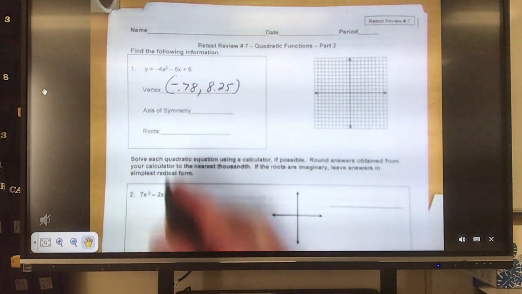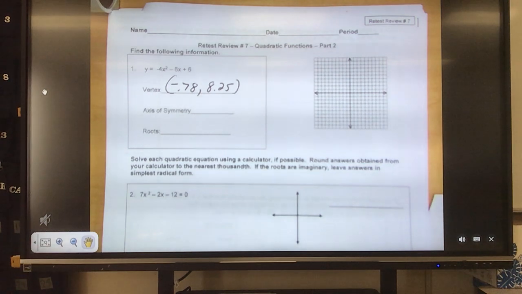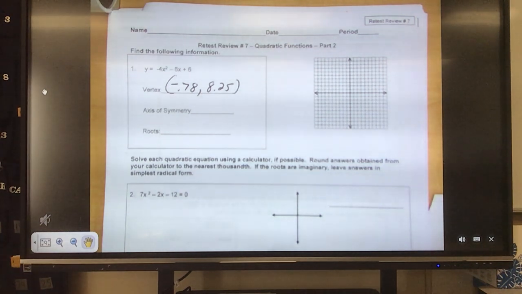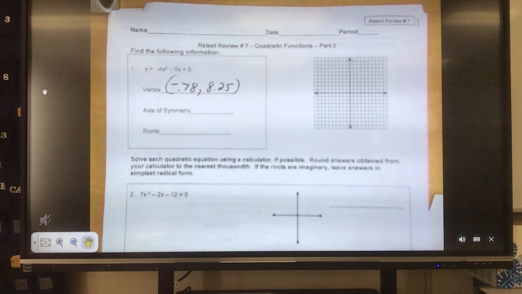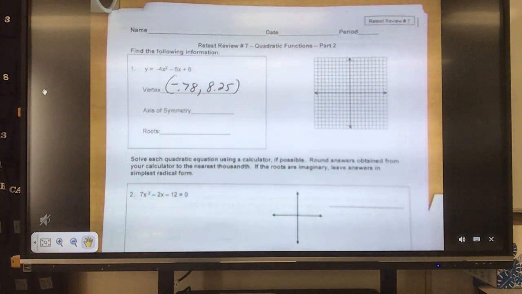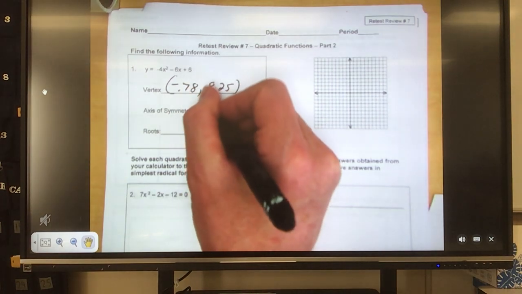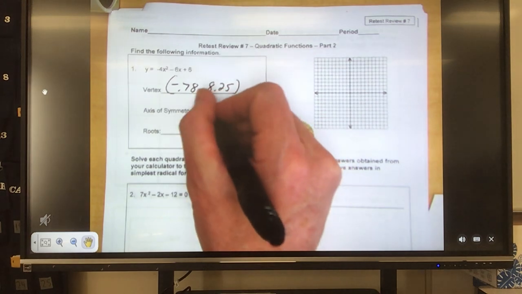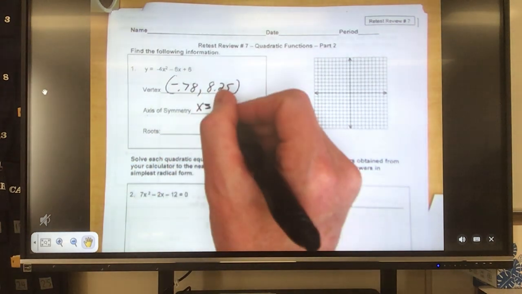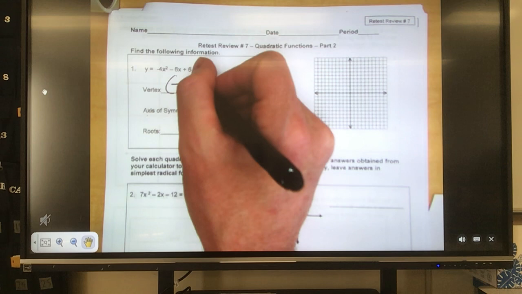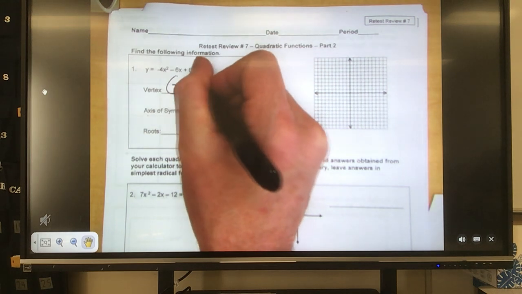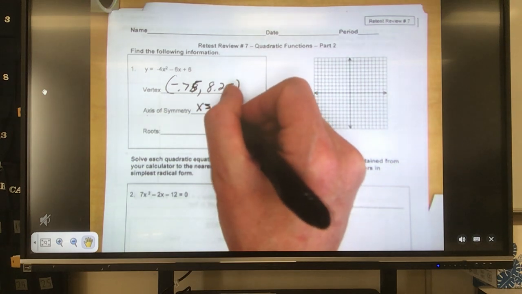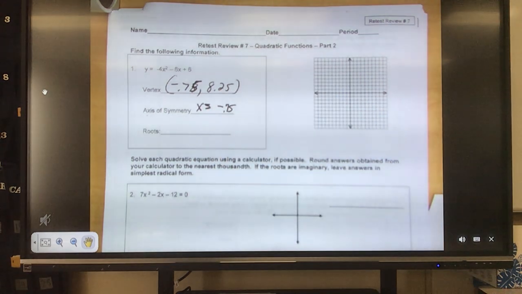Axis of symmetry. Can we remember? That's an easy one. What is my axis of symmetry? It's always the what value at the vertex? X value. Good. And x equals what at the vertex? Which one is x? Negative 0.75. It wasn't 7.5. Did I mess up? My bad. So it's negative 0.75. There we go.